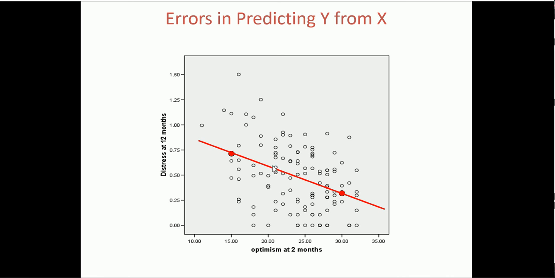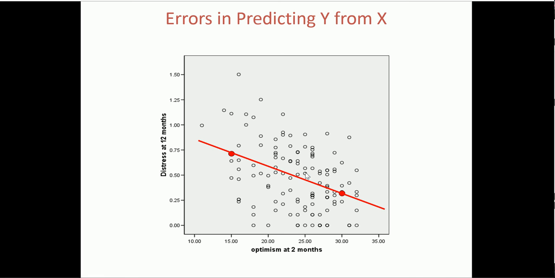This line is basically the visual representation of the regression slope, or the unstandardized regression coefficient. So we can see that there's a negative inverse relationship between optimism at 2 months and distress at 12 months, which makes a lot of sense. But you'll notice, even though this line summarizes to some extent the bivariate relationship between these two variables, that there are some dots that are closer to the line, right? So those will have less error.